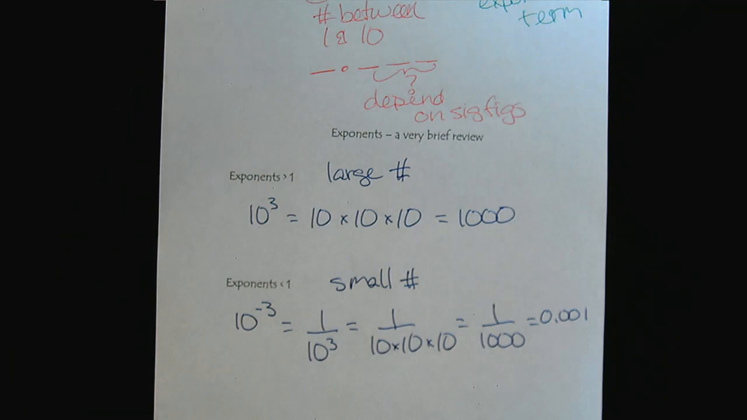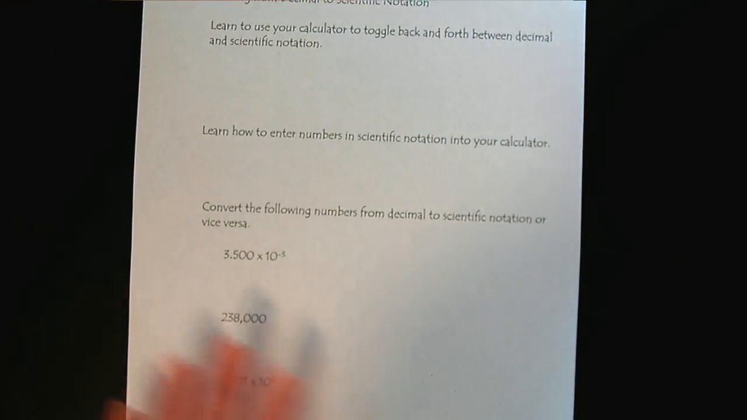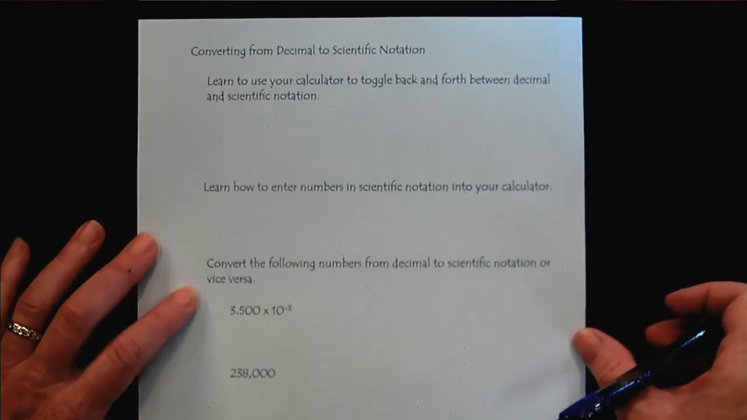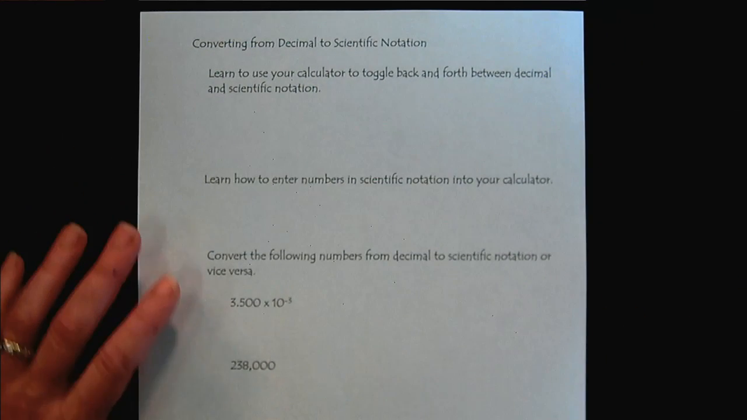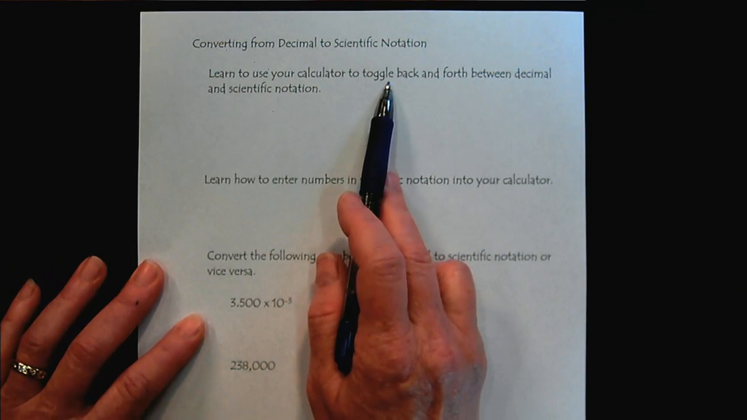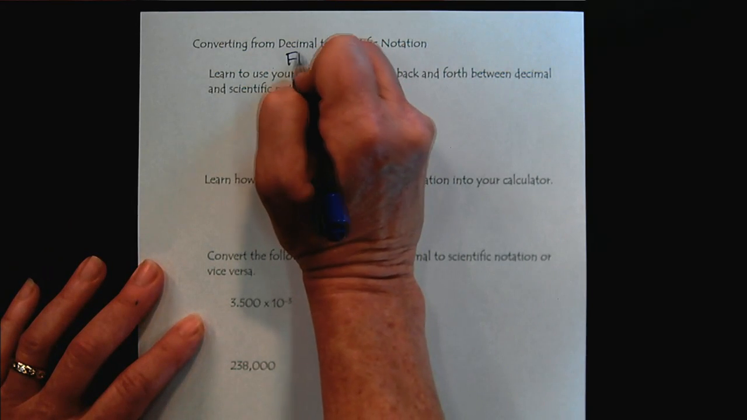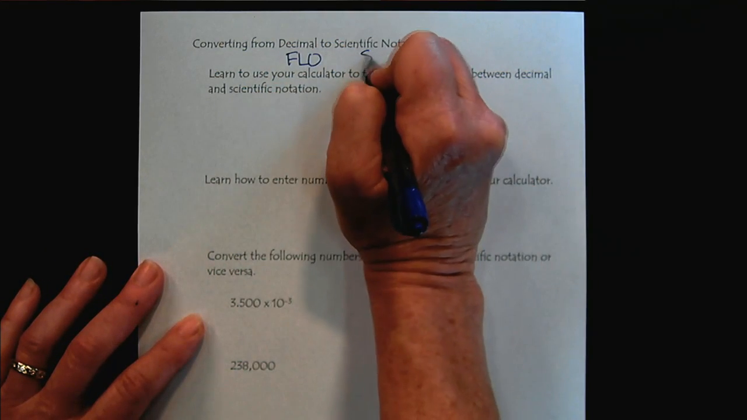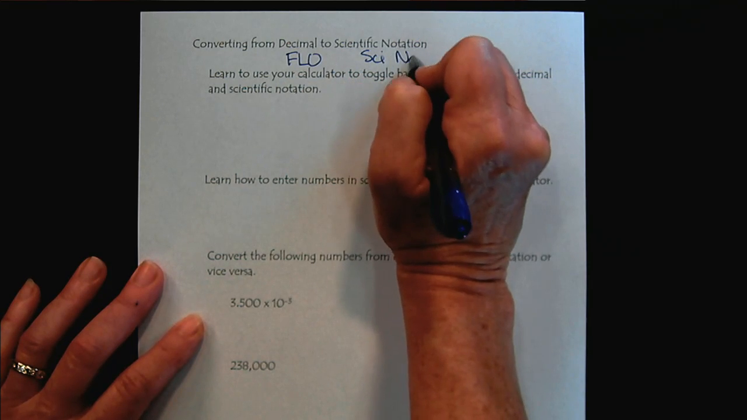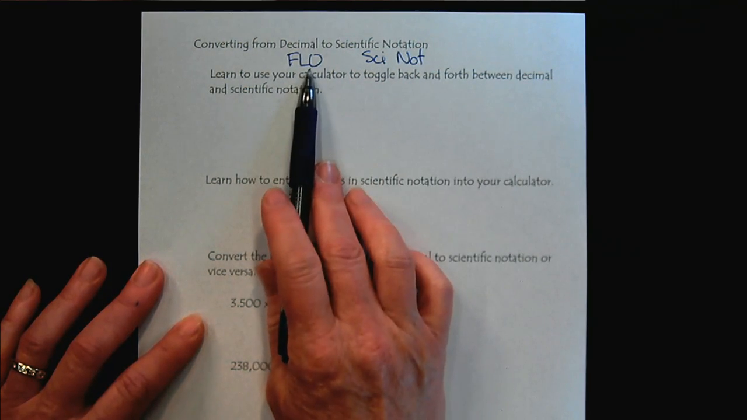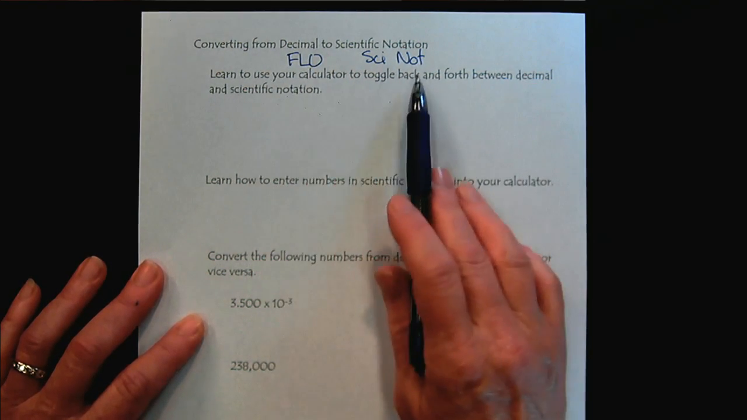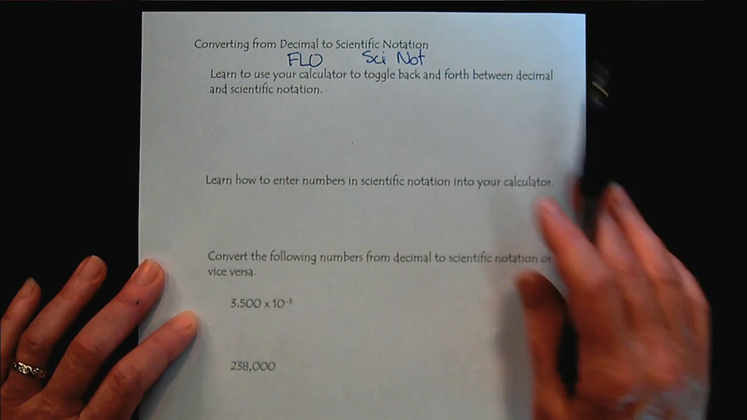Now let's get to working with numbers in scientific notation with our calculator. You want to have your calculator out and ready, because it's really important. You want to be able to toggle back and forth between decimal notation, which the calculator calls flow, and then scientific notation. Sometimes we'll want to work with numbers in their traditional format and sometimes in scientific notation.